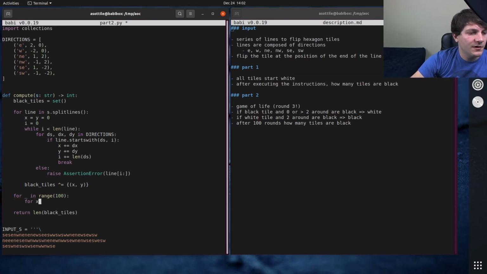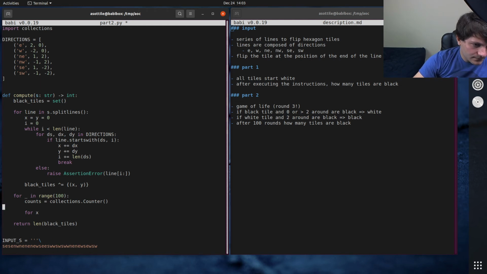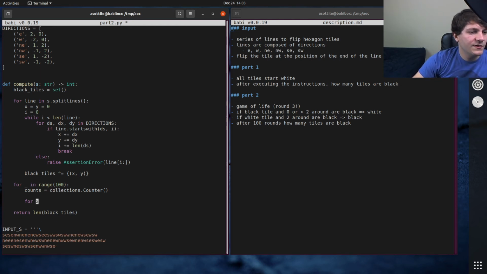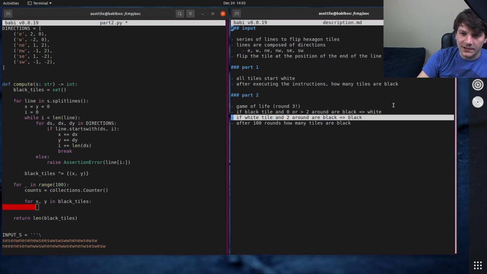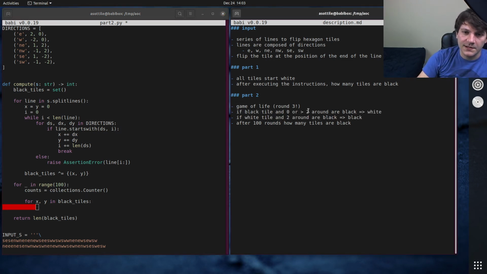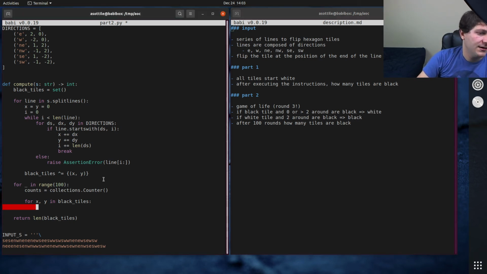Let's see, counts equals collections.Counter, and we're gonna do for x, y in black tiles. So we're marking how many black tiles are around things, because we only care about that. If it's a black tile and 0 or greater than 2 around it are black, it becomes white. If it's a white tile and 2 around it are black, it becomes black.